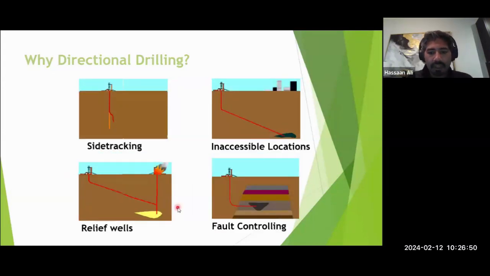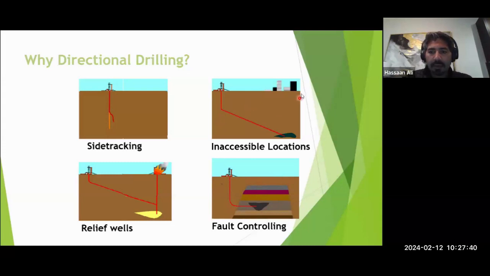And then there are a couple of other scenarios: you can use it for sidetracking and for relief wells. For example, if you have a blowout at one of the locations, an uncontrolled release of hydrocarbons up on the surface, so you can see a fire over here, then you need to drill a relief well. That means rather than going in at this location and burning it off, it will start going into the different well so that we can securely cap it off. Then fault controlling: sometimes because of seismic activity and the seismic structure, we cannot drill straight. Then to avoid the faults that are subsurface, we do what we call fault controlling.